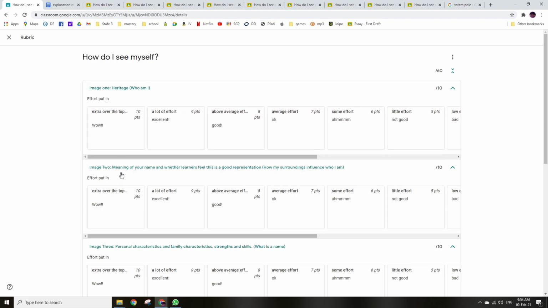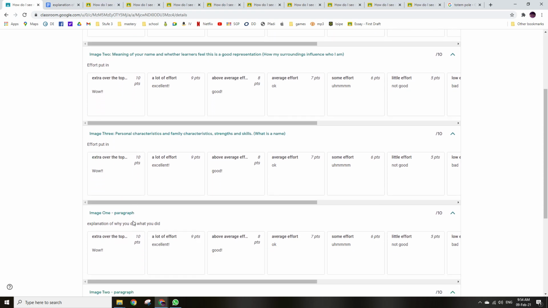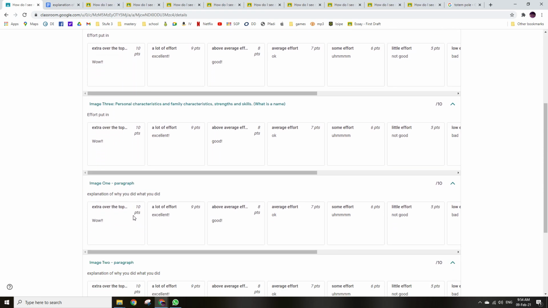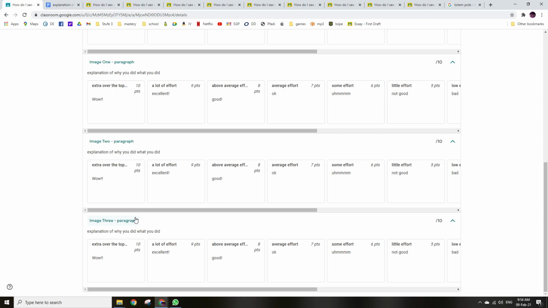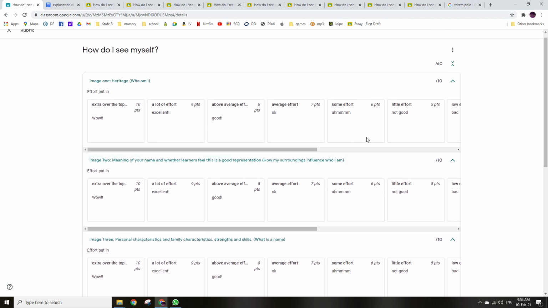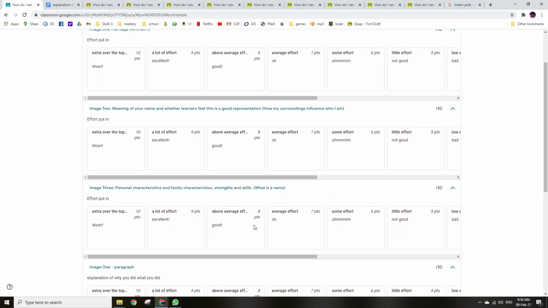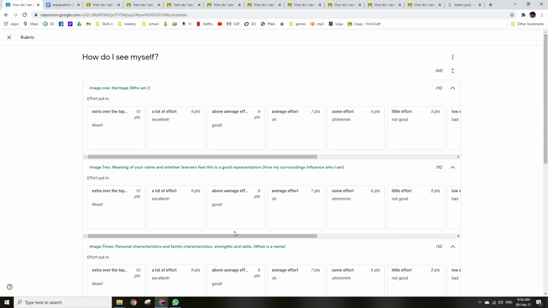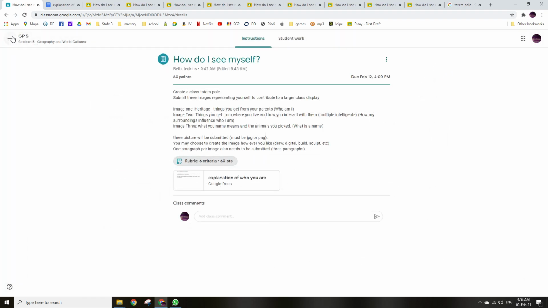So each one of your images will get rated, and the same thing, each one of your paragraphs will get rated. Okay, it is possible to have a low grade in the image but a high grade in the paragraph, or vice versa. Now it won't just be me who's judging this, it will be your classmates who will kind of give me an idea. If I hear a lot of wow, wow, wow, but I think it's just good, we'll go with wow. Okay, so anyway, I hope that makes sense.